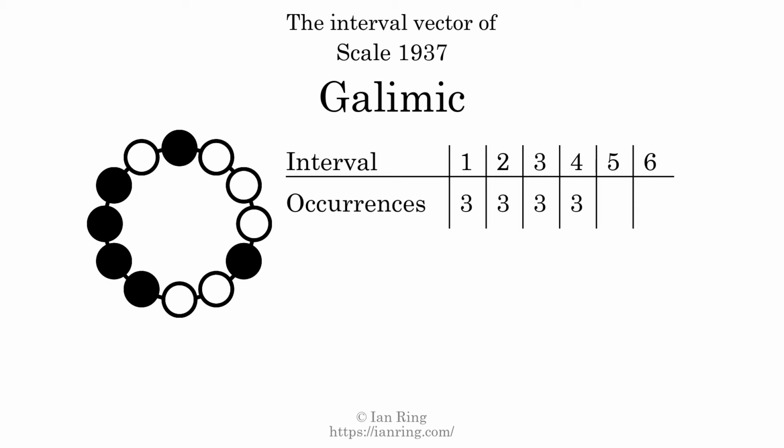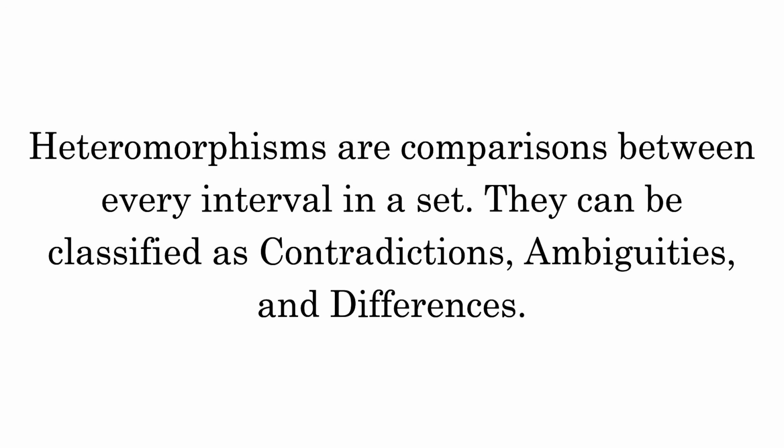There are 3 intervals with the size of 4 semitones. They are here, here, and here. There are 2 intervals with the size of 5 semitones. They are here, and here. There is 1 interval with a size of 6 semitones. It is here. Each interval does not appear in this scale a unique number of times, so this is not a deep scale. Heteromorphisms are comparisons between every interval in a set.